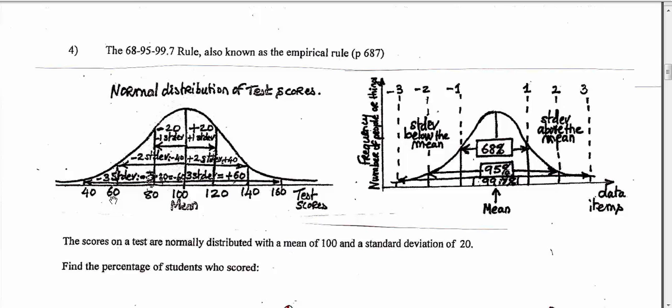Now, if I were to ask you the percentage of students who score between 60 and 140, because those values are exactly 2 standard deviations away from the mean in both directions, we would need to use the second percentage. 95% of the students would score between 60 and 140. And then how many would score between 40 and 160? That would be 99.7 percent, because we moved 3 standard deviations away from the mean.